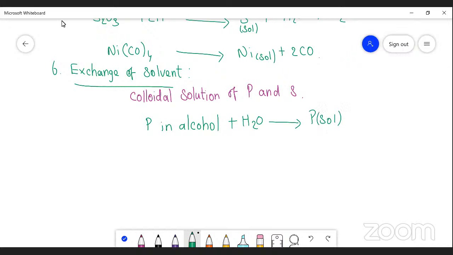Phosphorus salt. The same way we may prepare the sulfur salts also. So here we may exchange the solvent; that is, the solvent alcohol is replaced with water, because the solubility of phosphorus is maximum in alcohol but minimum in water. So by exchanging the solvent, we may get the salts. So these are the condensation methods for preparing salts.